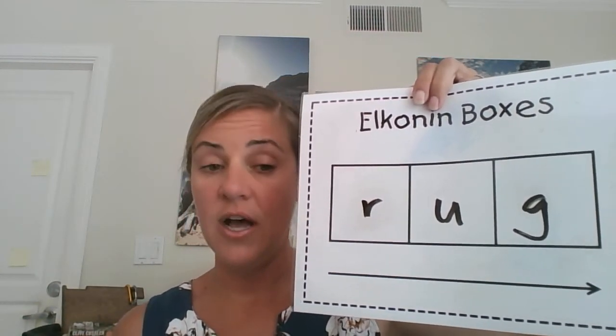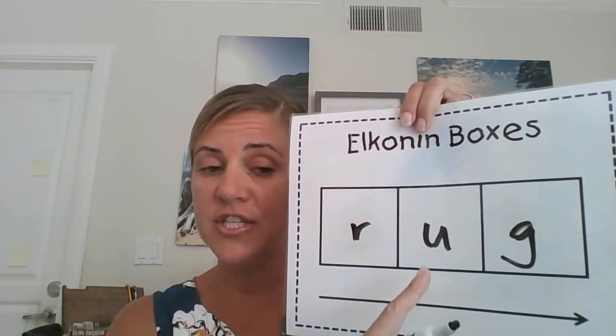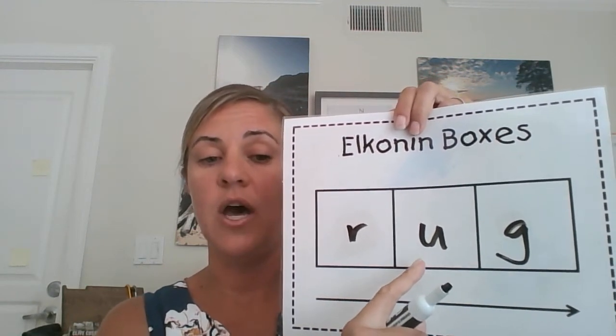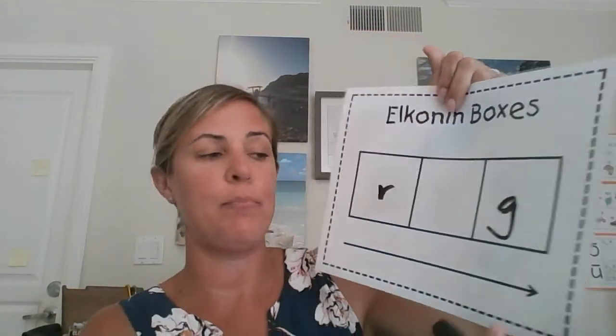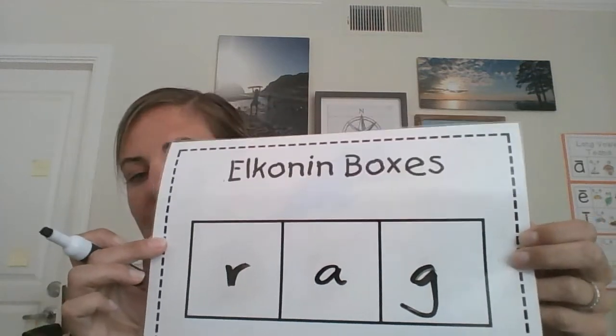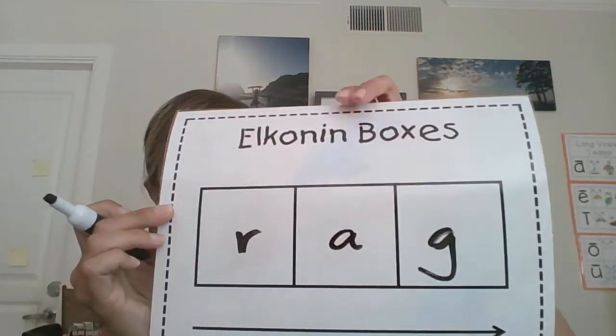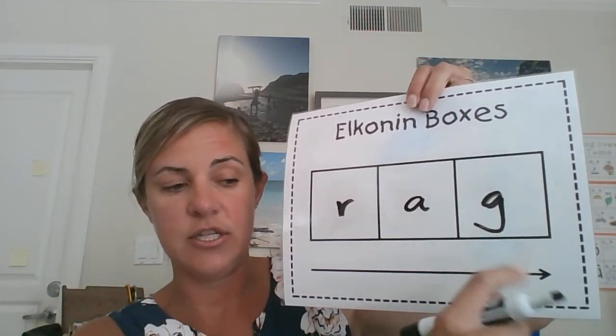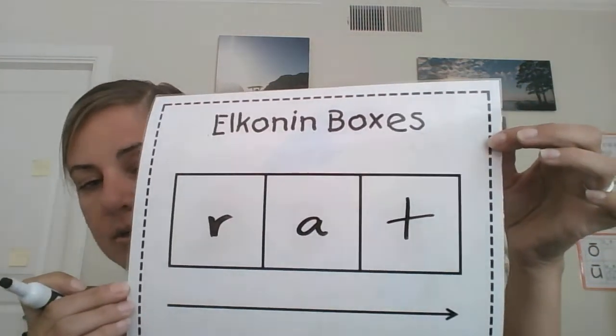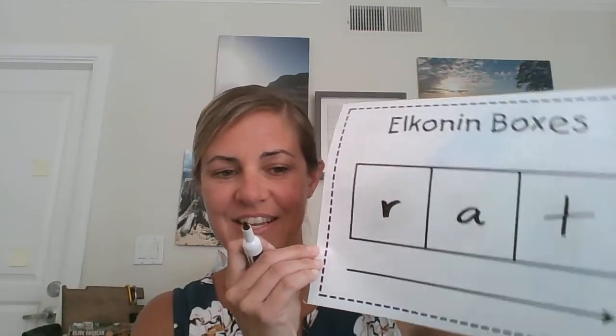So we're going to change the U to an A. So now we're going to change the middle sound, that vowel sound. So we're going to take that out, and we're going to change it to an A. What letter? Apple, right? So that letter is A. So now our new word is rag. And lastly, we're going to change the G to a T. So now we're going to the end, changing the G to a T. What is your last letter? T. So now you should have the word rat. All right. So that was our first one.